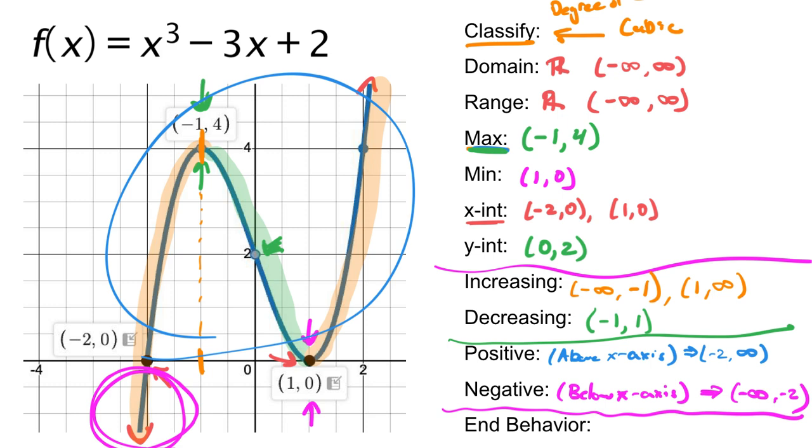Okay, one more thing to talk about. End behavior. And end behavior is simply exactly that. What happens on the ends of my function? For that, I'm looking at the two arrows that are here. So I'm just going to draw those two arrows the way they are. If I look on the left side, my graph is pointing down. And if I look on the right side, my graph is pointing up.